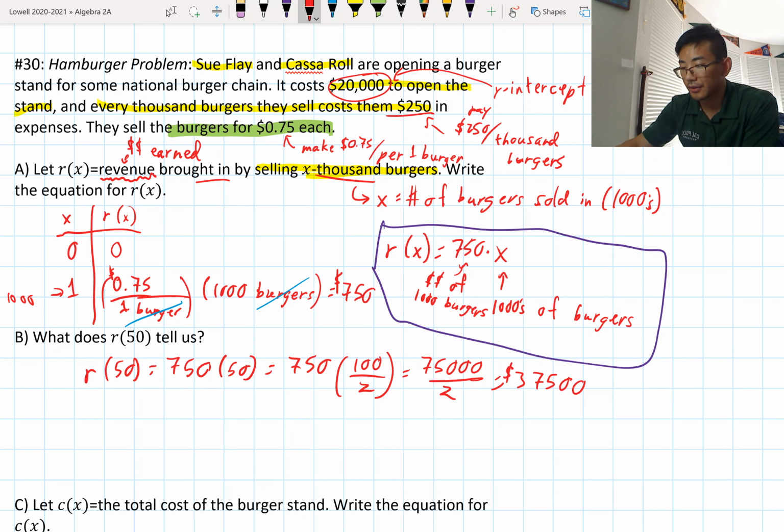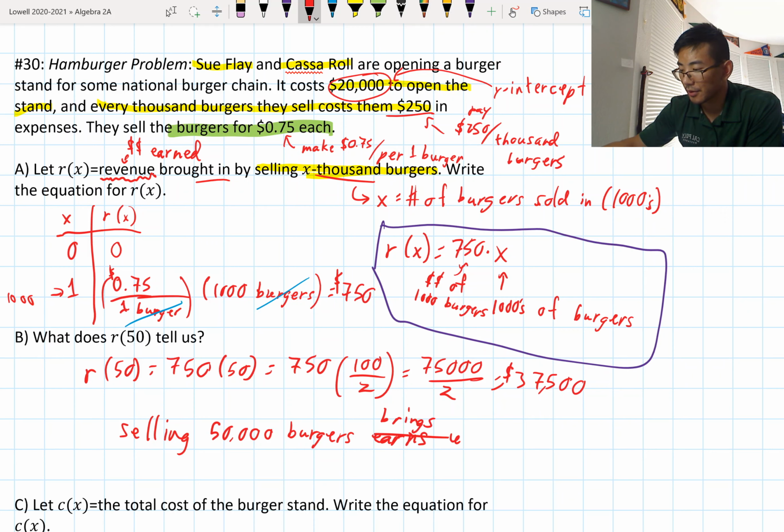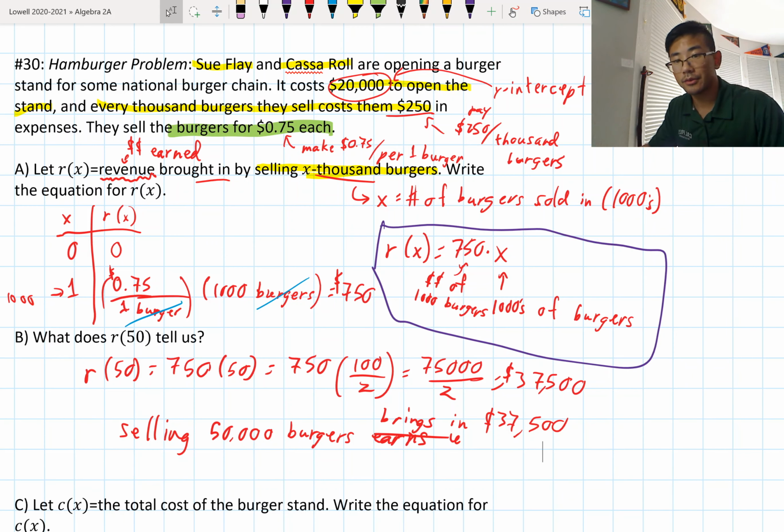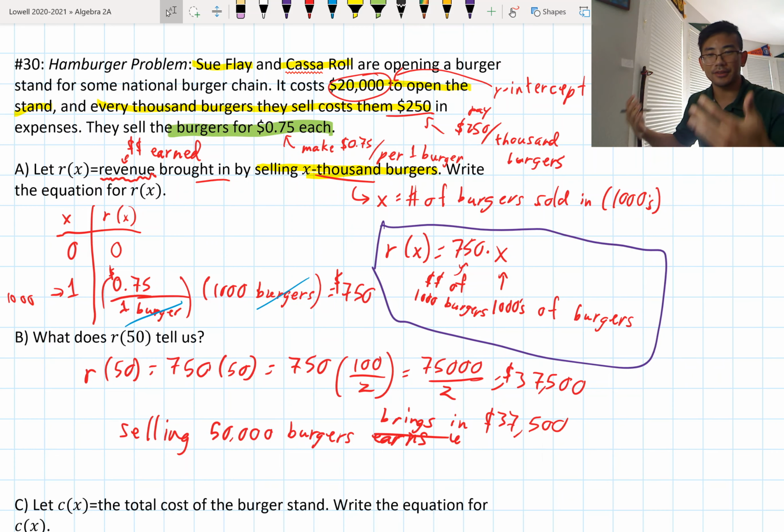Right? So that would mean, again, think about we're linking this back to our situation, selling not 50 burgers, but 50,000 burgers brings in $37,500. All right, moving on then, let's talk about the cost of the stand, because not only does selling burgers make money, it also costs us money.